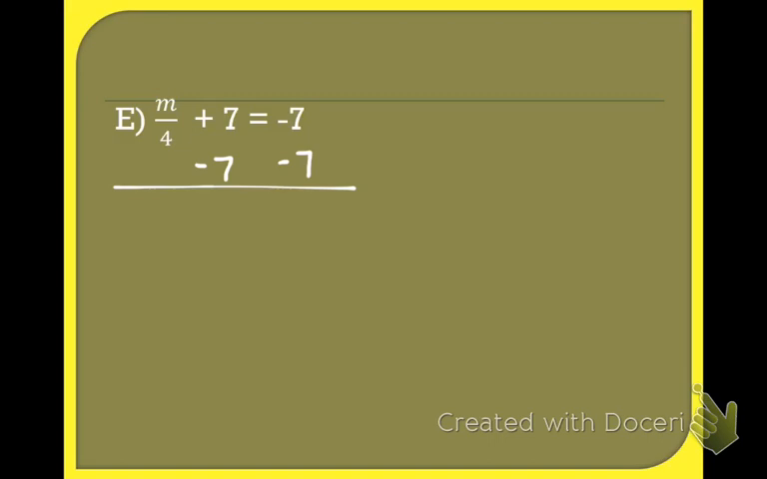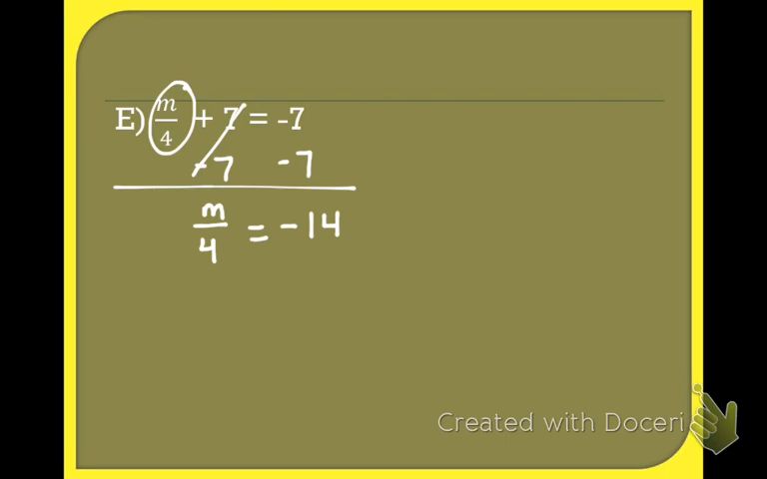0. It cancels out into a 0, and what am I left with on this side? M over 4. What does M over 4 mean? Divide. M divided by 4. What is negative 7 minus 7? Negative 14. Same sign, add the numbers, and keep the sign.